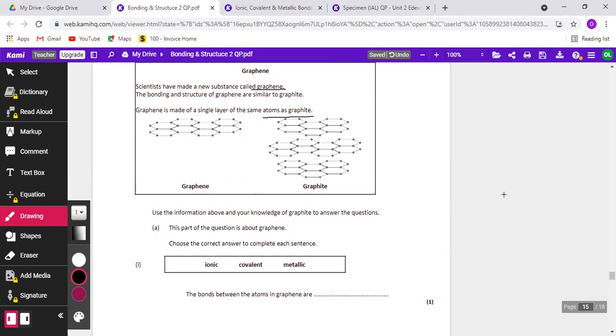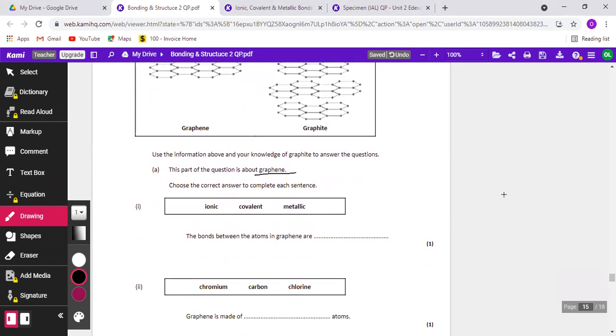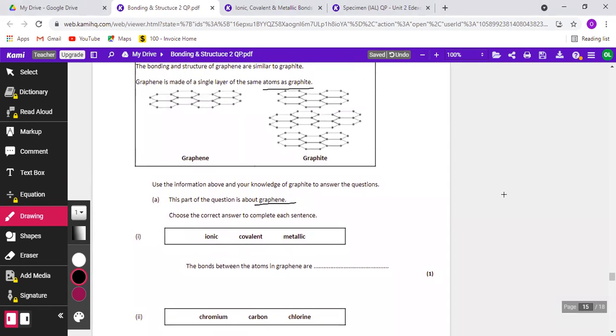This part of the question is about graphene. Choose the correct answers to complete each sentence. The bonds between the atoms in graphene are ionic, metallic, or covalent. Make sure that you know that graphene and graphite are both made up of carbon. No, it's not metallic. Graphene and graphite both contain covalent bonds.